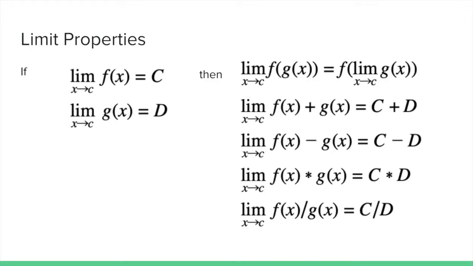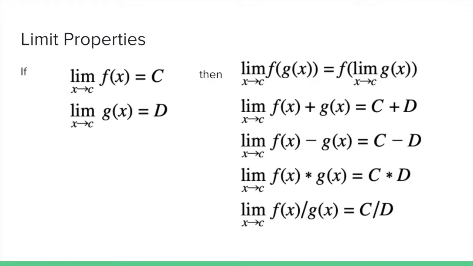Our first property is that of a composite function: the limit as x approaches c of f of g of x is f of the limit of g of x. So we take the limit as x approaches c of g of x, and whatever that value is, we plug that into f. So if the limit of g of x was 2, then we would find f of 2. And if the limit as x approaches c of g of x was d, then we'd find f of d. In this case, we don't know what f of d is, but I digress. Our second property is the limit as x approaches c of f of x plus g of x.